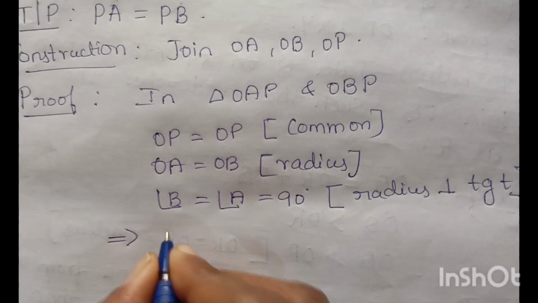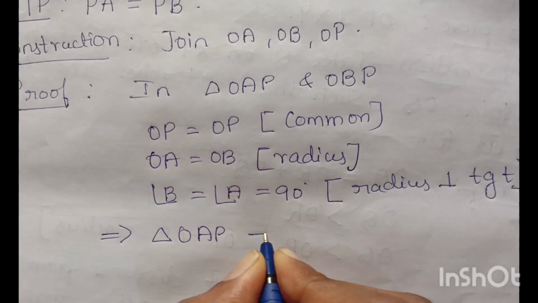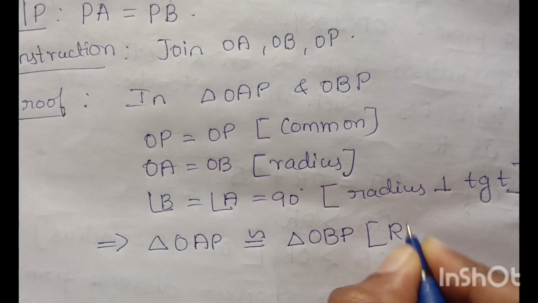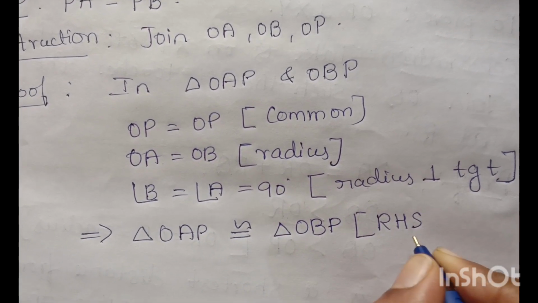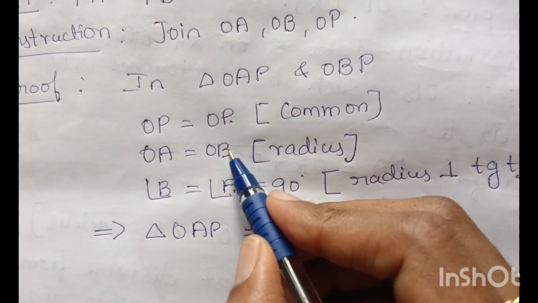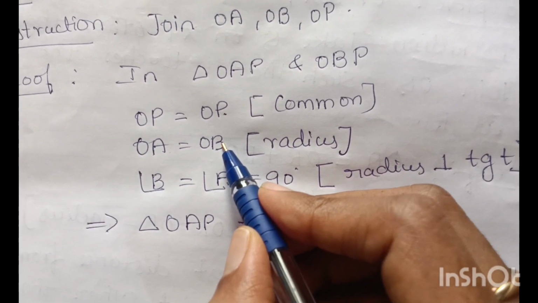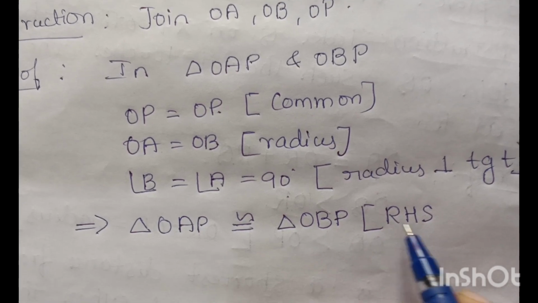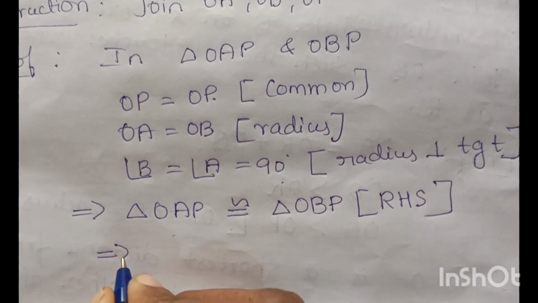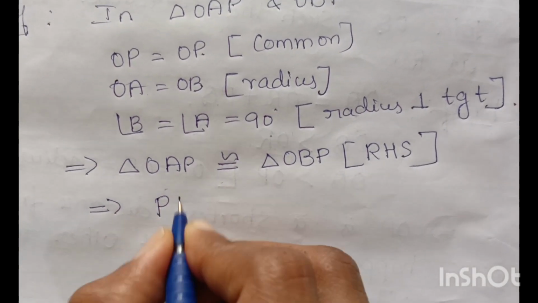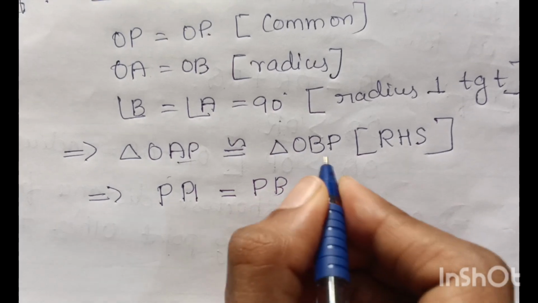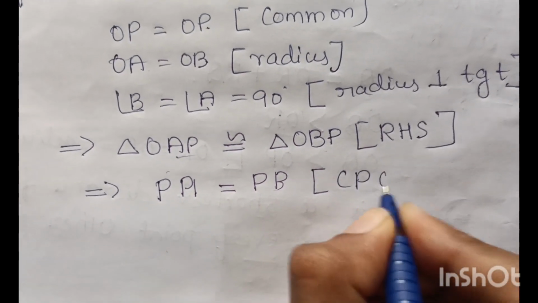This implies triangle OAP is congruent to triangle OBP. This is by the RHS congruency rule. You have to mention RHS because there is a 90 degree angle, the hypotenuse and one side, so you can't mention SAS. This is by the RHS congruency rule. These two triangles are congruent. If two triangles are congruent, corresponding parts are equal. So PA is equal to PB, by CPCT.